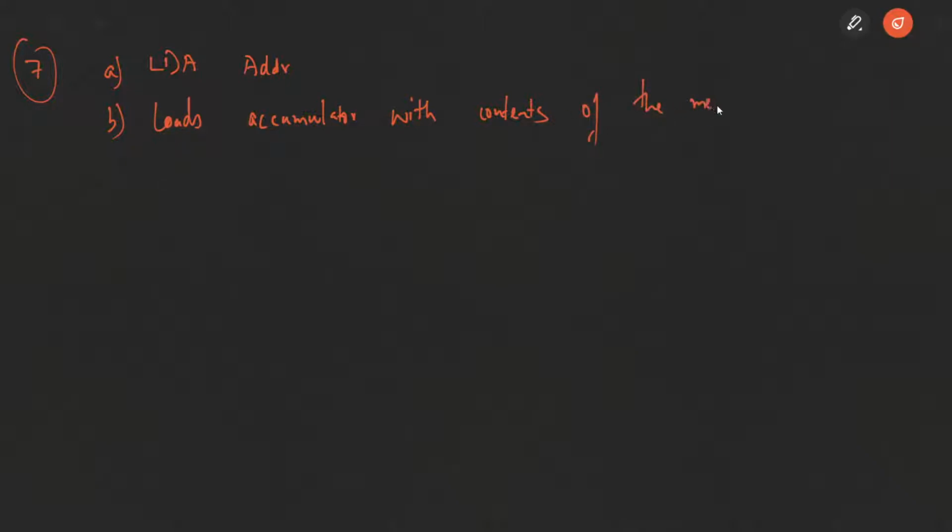So this is instruction number 6. Instruction number 7 in this data transfer group is LDA ADDR. So what does this do? It loads the accumulator with the contents of the memory location whose address is provided with the instruction.